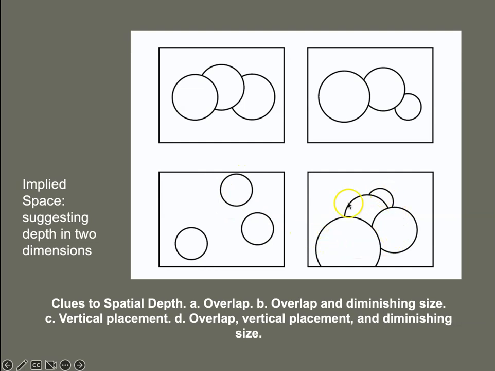And then this one, we see all of those things, right? So we see overlapping. So we see this circle's in the foreground, this one's second, third, and then fourth, just through the overlapping. Then you have the vertical placement. So because it's at the bottom, this circle is closest to us. And then this circle is the furthest away because it's up at the top. And then we also have diminishing size. So this one's the largest, and then this one's the smallest. So which one of these is most effective? Well, this one is most effective because it's combining all of the different methods.